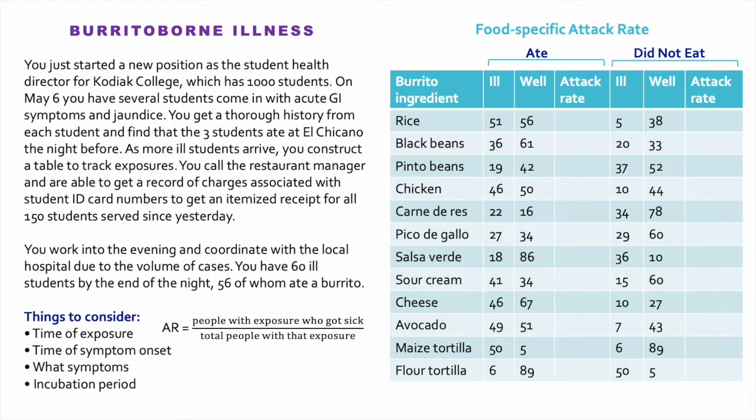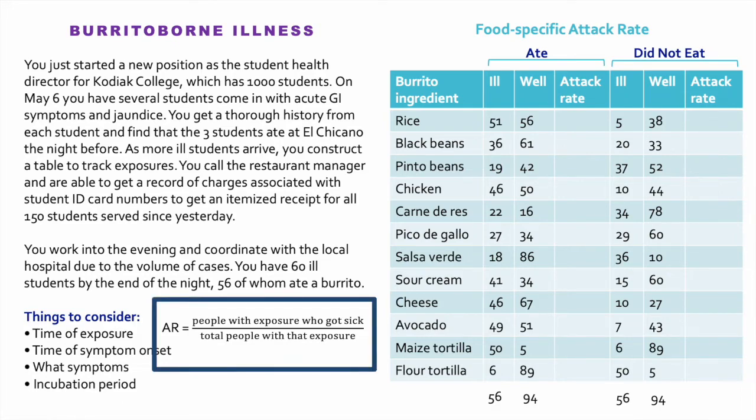To investigate this outbreak, you're going to consider the time of exposure, time of symptom onset, what symptoms, and the incubation period. For this example, we know that 56 students total are ill, and because 150 burritos were served since yesterday, we can subtract to know that 94 students are well. In a situation where you have many exposures, represented here by burrito ingredients, it can be really helpful to make a table, and then you can calculate attack rate for each of the different exposures to get an idea of what was the most likely exposure that's causing the illness.